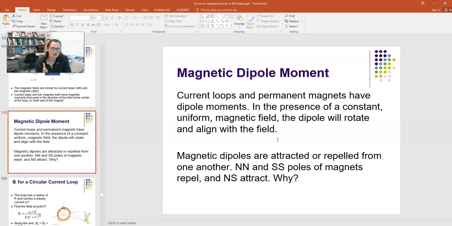We can also see that with magnetic dipoles, if you have two bar magnets and you try to push them together or pull them apart, north-north or south-south will cause a repulsion between the magnets, so you'll feel a repulsive force. But opposite poles, north-south, attract one another. I'd like to talk about the source of that attraction today.